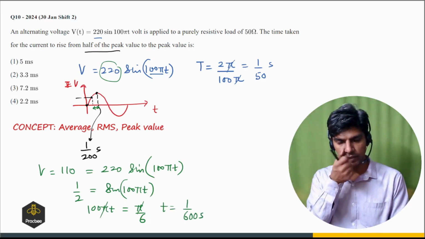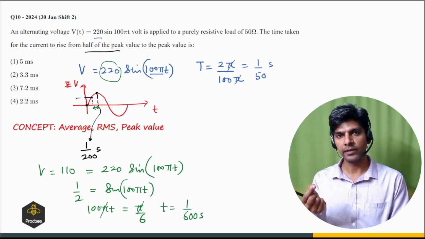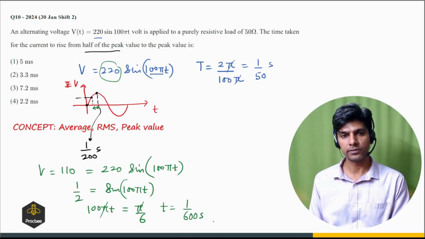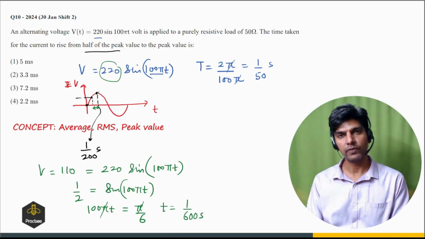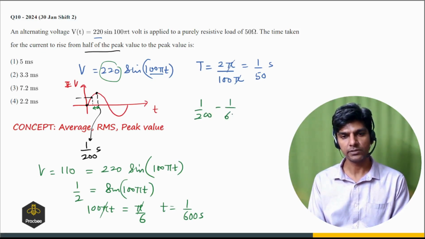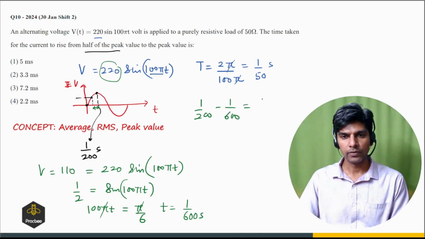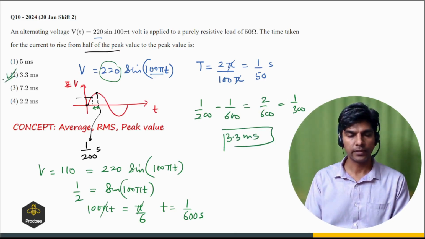So the voltage from 0 to 110 will take 1 by 600 seconds. And from 0 to the peak value, it will take 1 by 200 seconds. So 1 by 200 minus 1 by 600 will be the answer. That will be 2 by 600, which is 1 by 300. So it will be 3.3 milliseconds. So option 2 is the right answer.